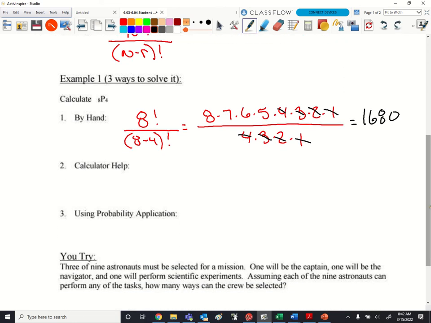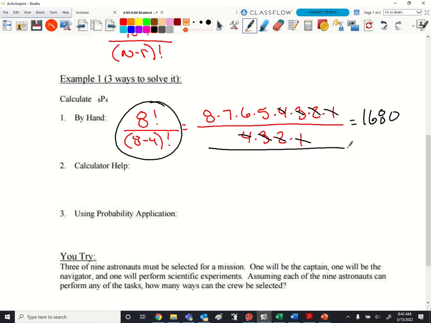Calculator help, that's just what we did right here. Right now, if you notice, we put it in the calculator like this. We just put this in the calculator. That's the calculator help. That's putting in this here. We did this by hand, so we did 8 times and so on. So calculator help means this.